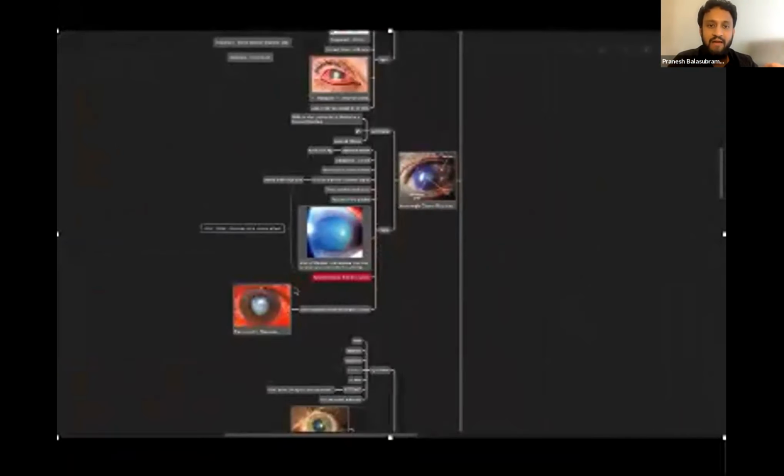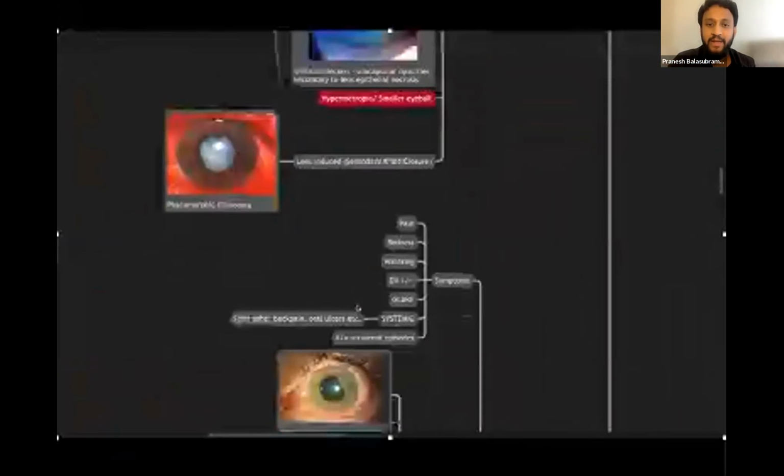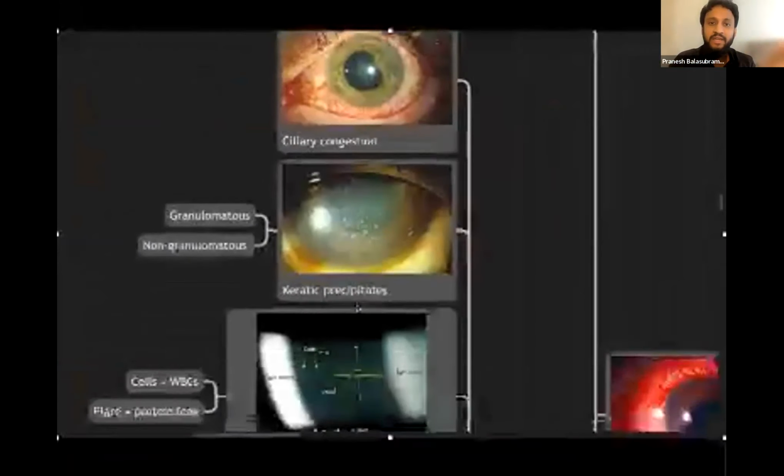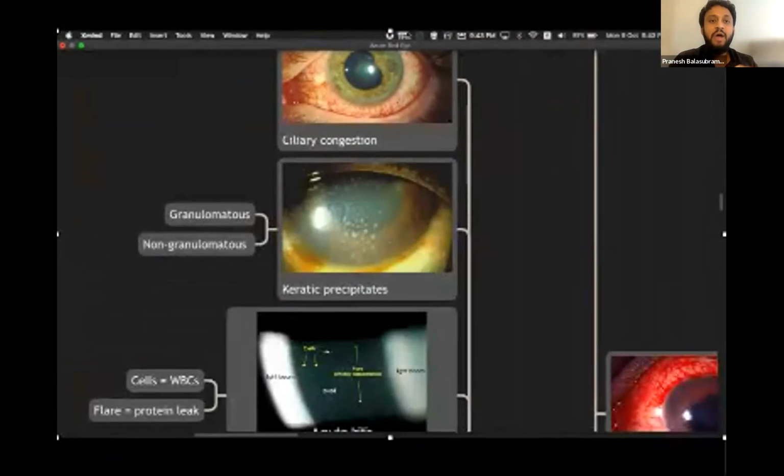Now these mind maps will have all the differential diagnosis for acute red eye. So when I give these mind maps to them, I will say, now read about the other signs. So now they're engaged. They're using a phone. They're using their iPad. They're using technology. They're using a screen, but they are learning now.